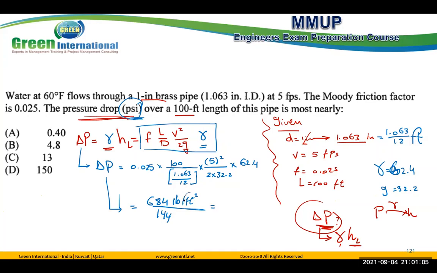To change feet square to inch square, so it equals 4.75 psi. It means which answer is correct? B, sir, B. Yes.